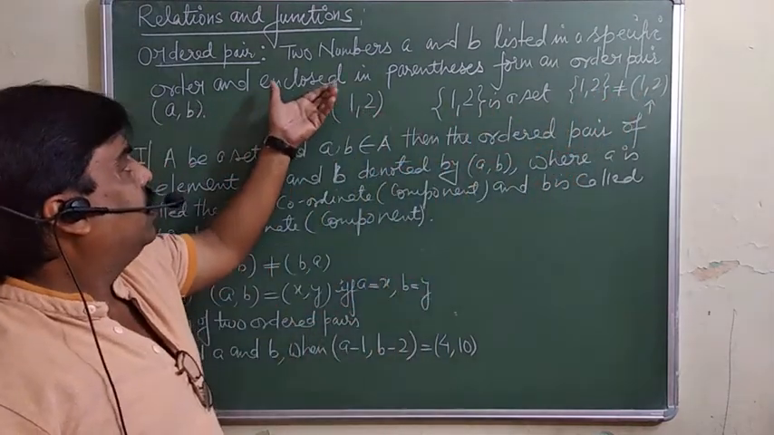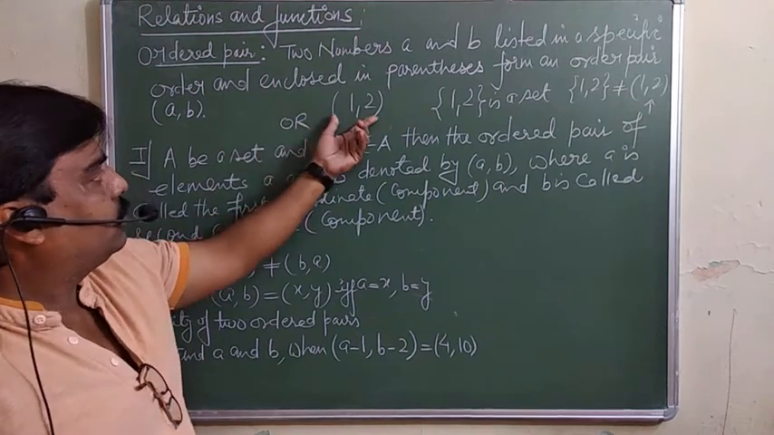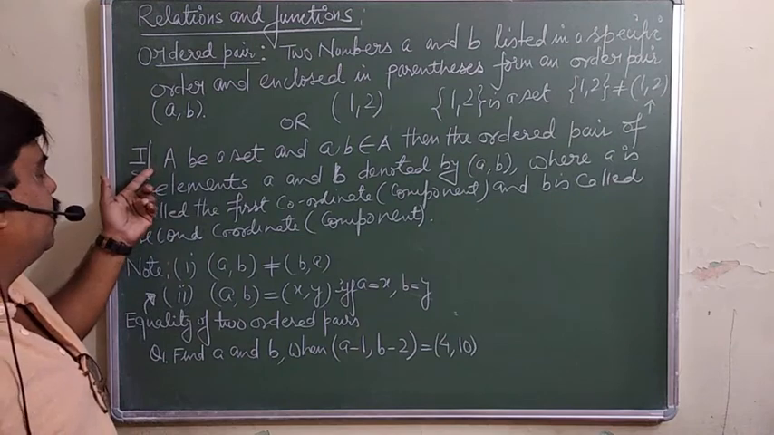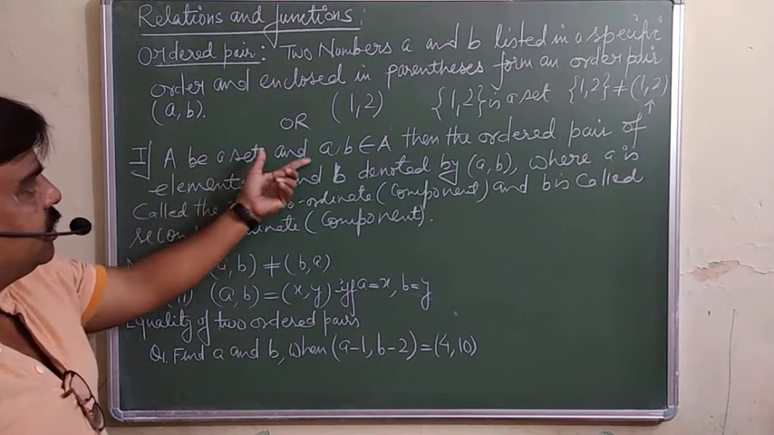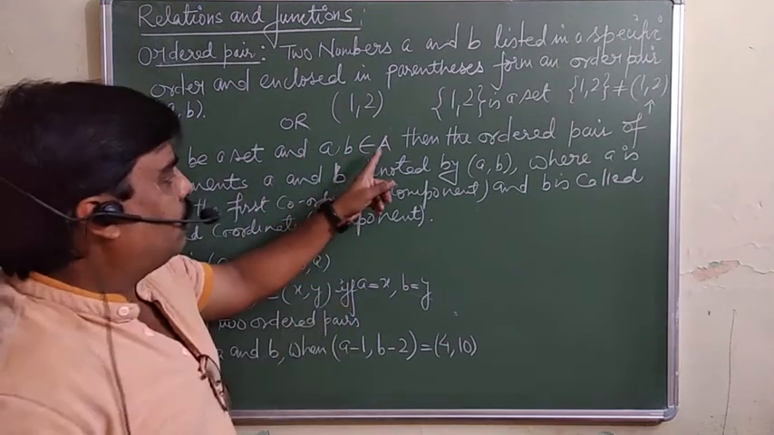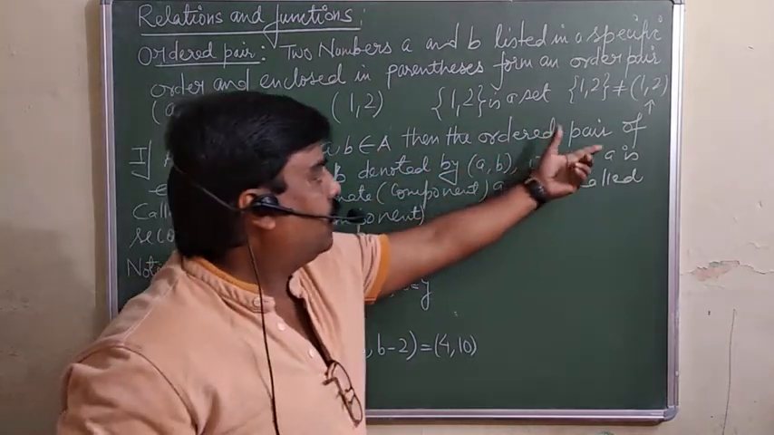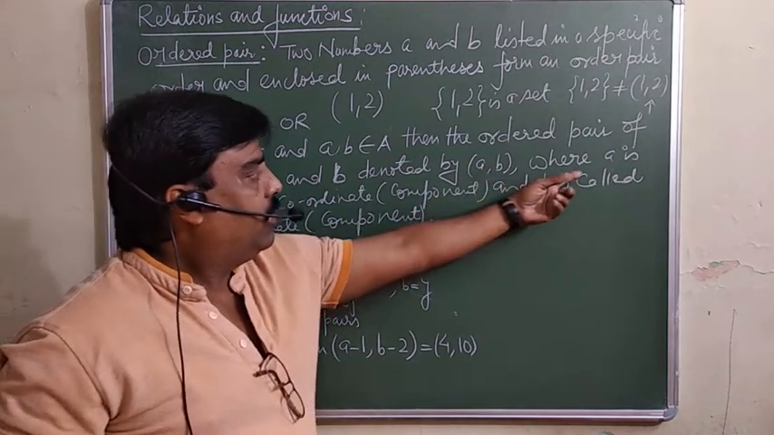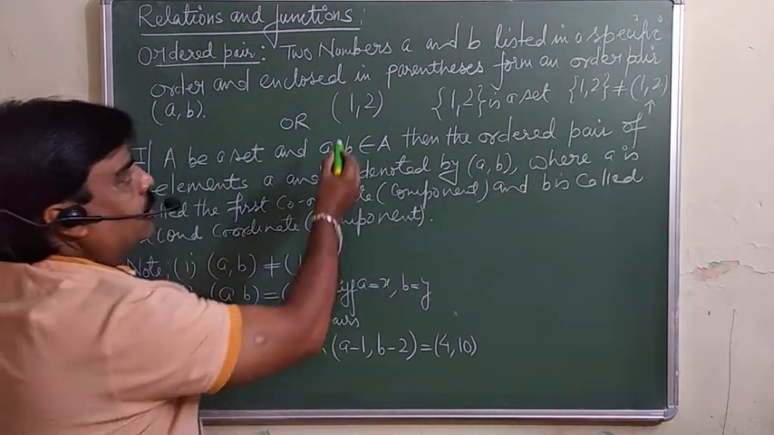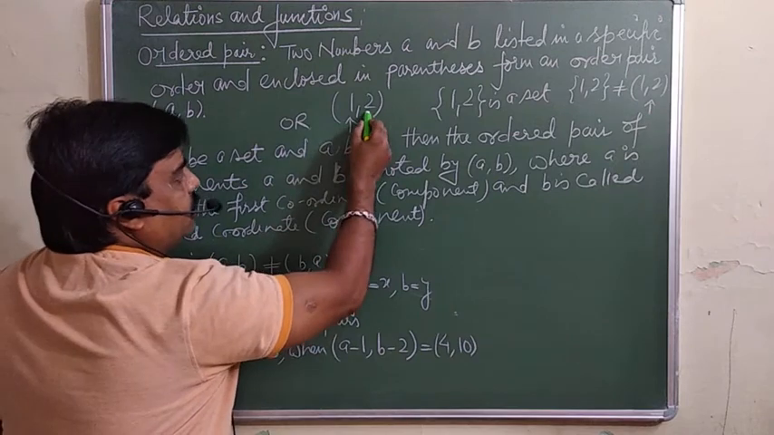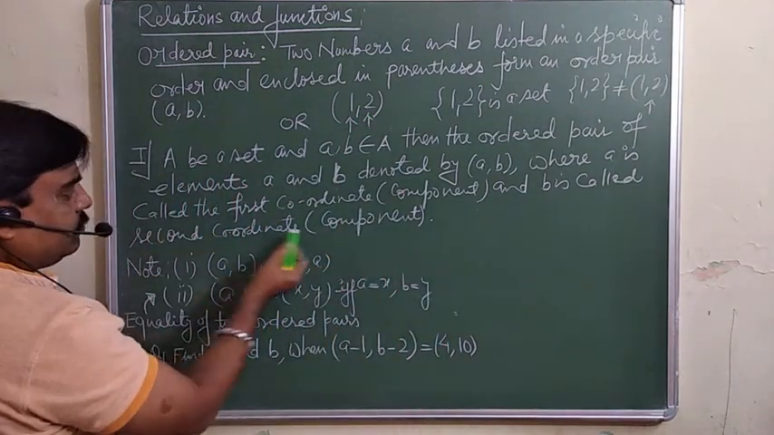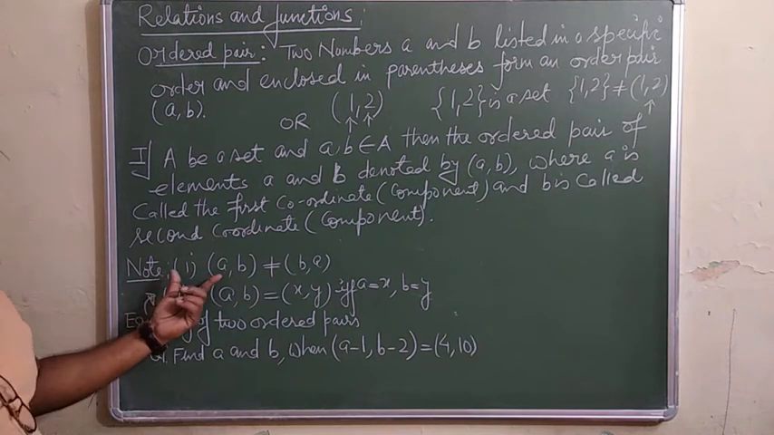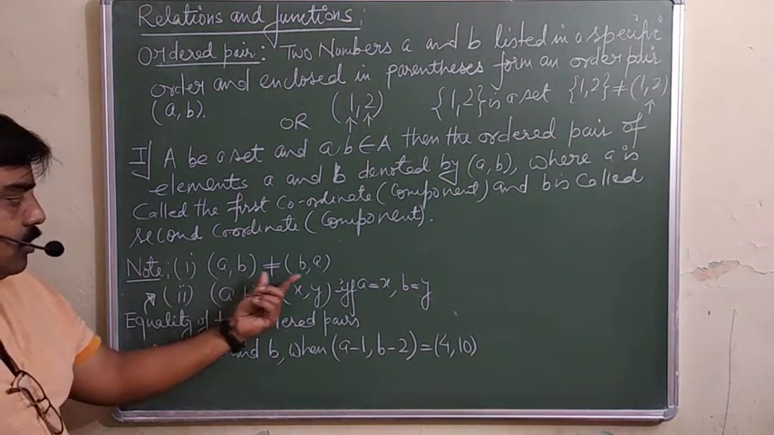So ordered pair means any two numbers enclosed in parentheses. You can give the definition this way: if A is any set, and a and b are two elements which belong to the set A, then the ordered pair of elements a and b is denoted by (a, b), where a is called the first component and b is the second component, or the coordinate. The important concept here is that the ordered pair (a, b) is not equal to (b, a).